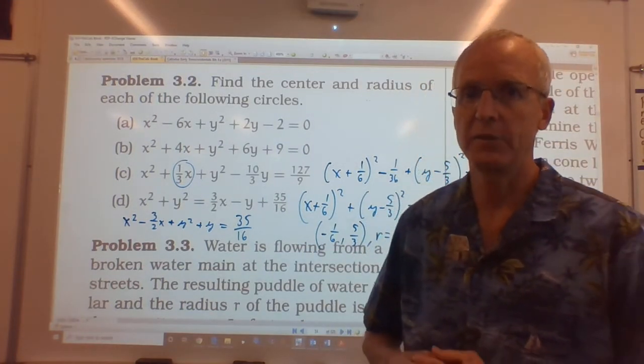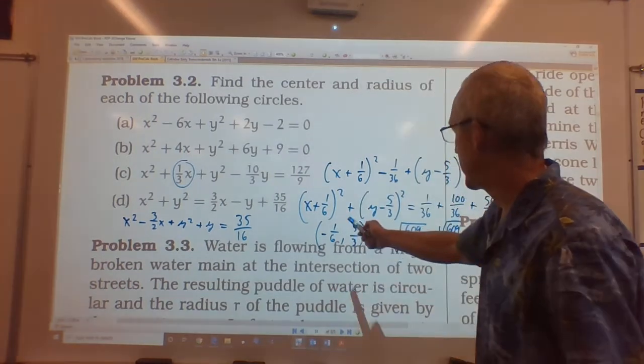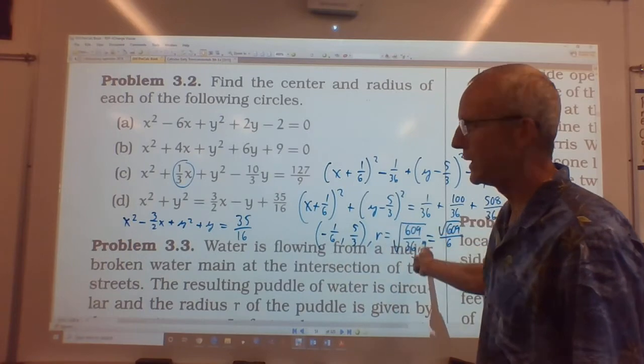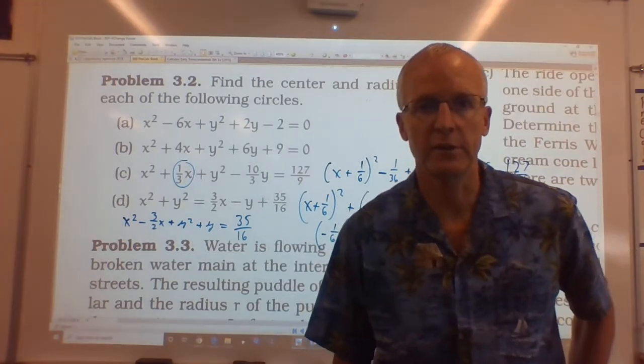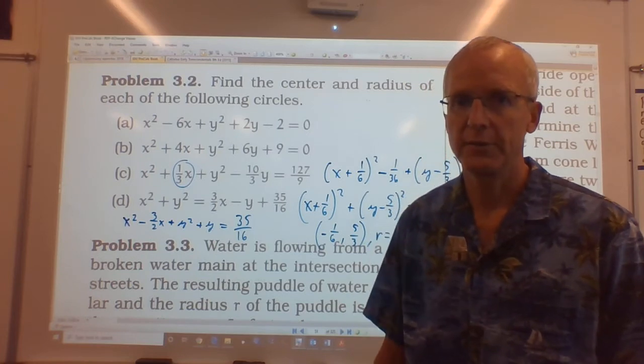Okay, but that's the idea of completing the square. And that way you can make it look like a circle. You write it in an equation that you can immediately read off the center of the circle and the radius of the circle, which is really useful to do.